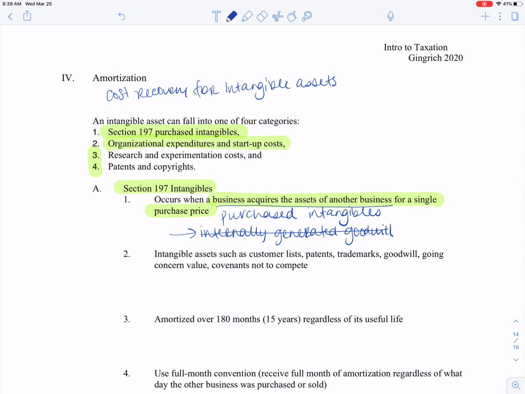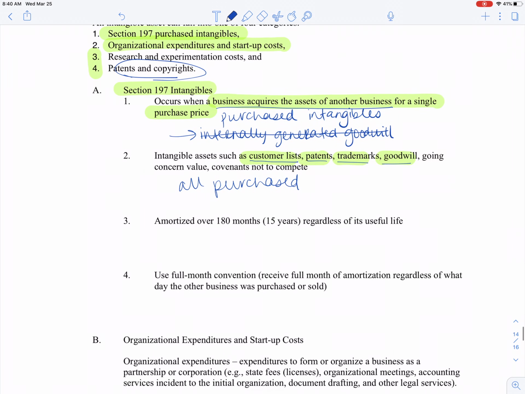intangibles. All right, some examples of these are intangible assets such as customer lists, patents, trademarks, goodwill, going concern value, covenants not to compete, etc. I know that we have patents and copyrights listed up here, but those are internally generated. These are all purchased. So I purchase another company, and that other company has customer lists that are valuable, patents and trademarks and goodwill that is valuable. I amortize them over 180 months or 15 years, regardless of their useful life.